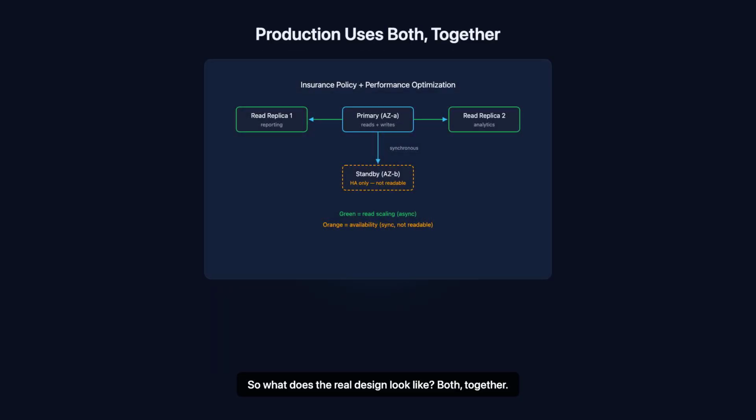So what does the real design look like? Both together. In the center is the primary, handling reads and writes. Directly below it sits the multi-AZ standby in a second zone, connected by synchronous replication, that's your availability, and notice it's marked not readable. Then, spreading out to the sides are the read replicas. One handles reporting, another handles analytics, both fed by asynchronous replication. The orange path solves availability. The green path solves read scaling. Neither interferes with the other, and Megacorp's cluster now survives a zone failure while its clients hammer the replicas with reports.